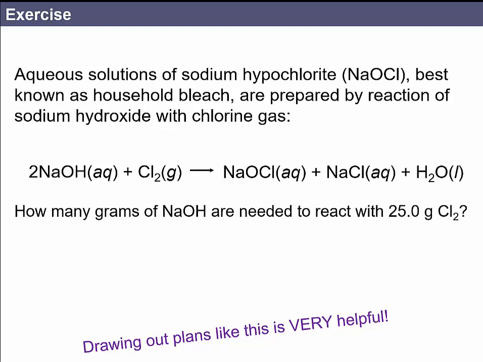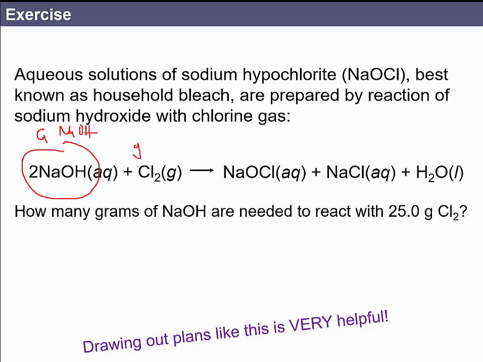So we're going to take our sodium hydroxide, 2 of those, our chlorine gas, 1 of those, and we're going to make sodium hypochlorite, sodium chloride, and water. How many grams of sodium hydroxide are going to be needed to react with 25 grams of chlorine gas? So we want to know how many grams of this substance over here are going to react with a certain number of grams over here.